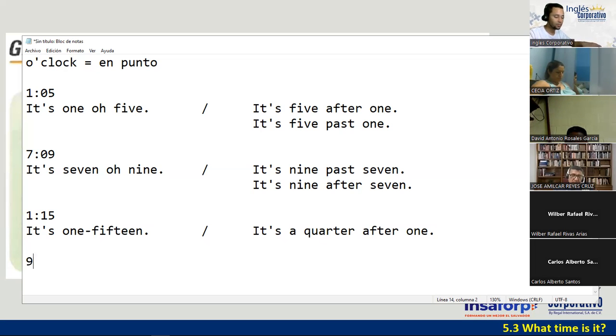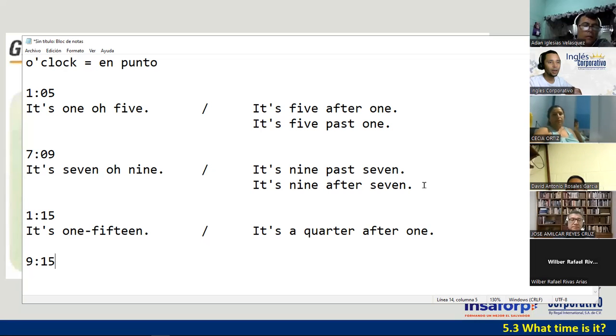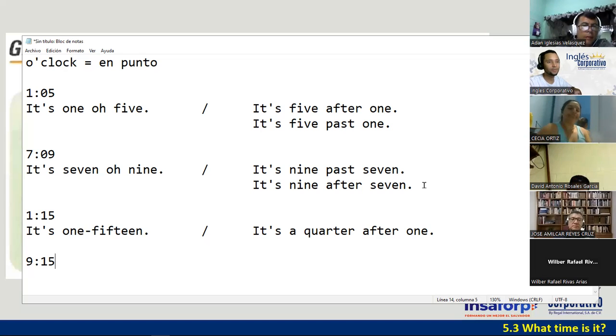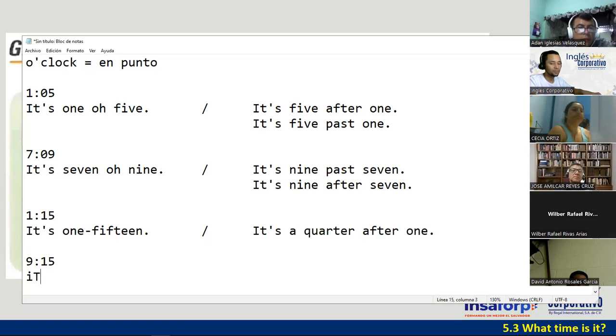Let's see. What time is it? Who wants to participate? ¿Qué hora sería ahí? Veamos. Adán Iglesias. Luego Carlos Alberto. Adán Iglesias, veamos. What time is it? It's 9:15. 15, okay. It's 9:15. Very good. Or, ¿cuál sería la otra forma?